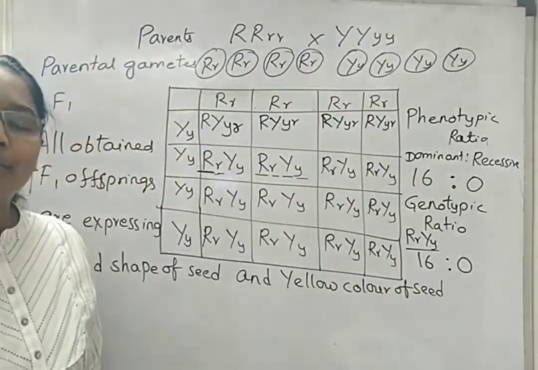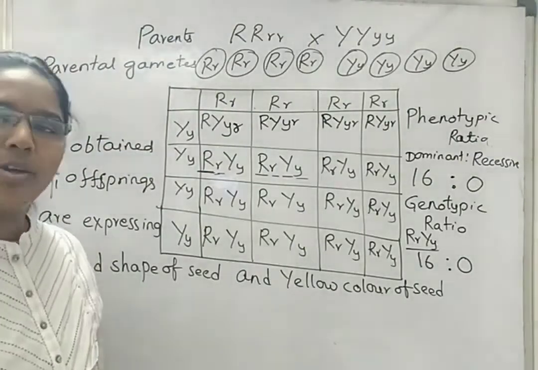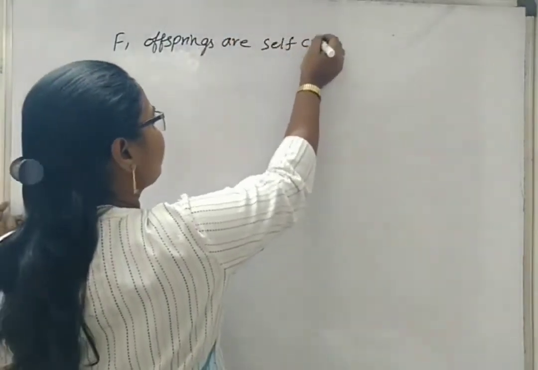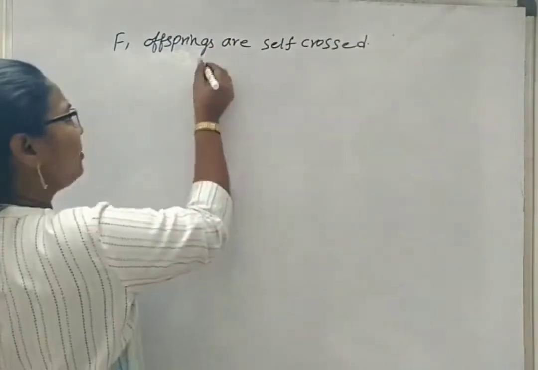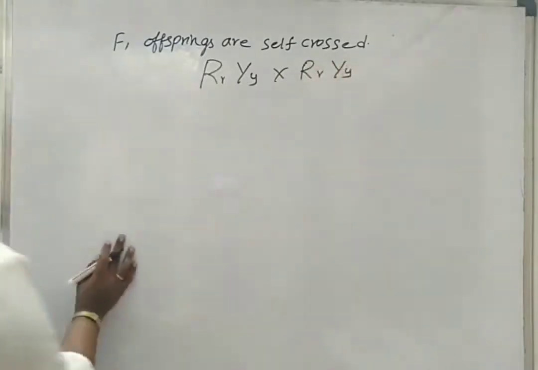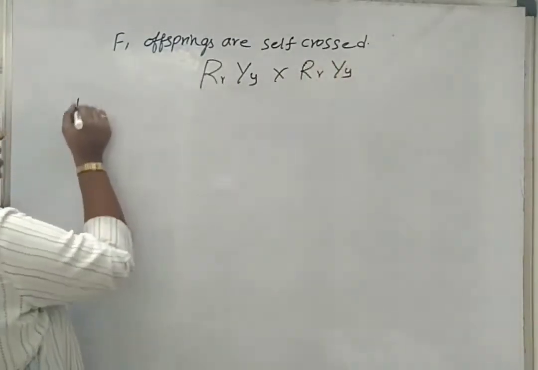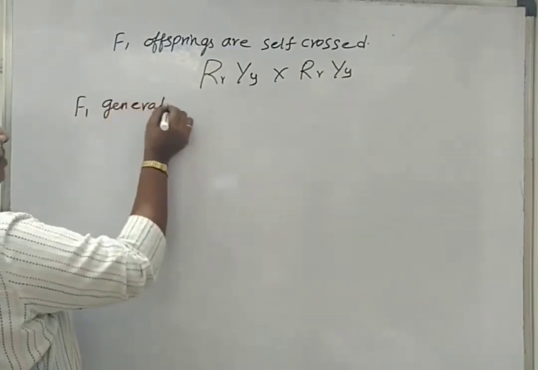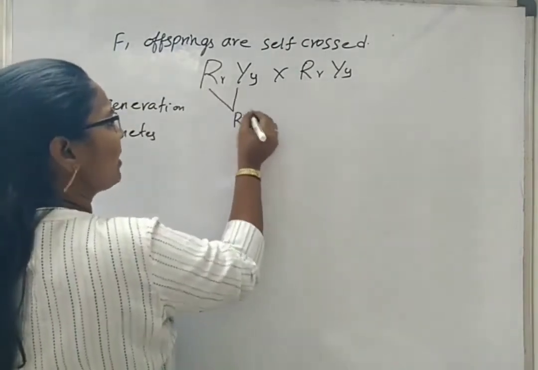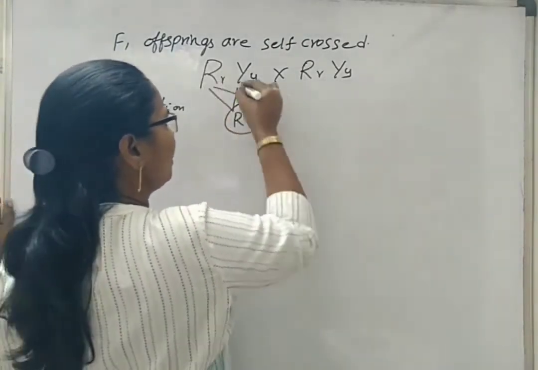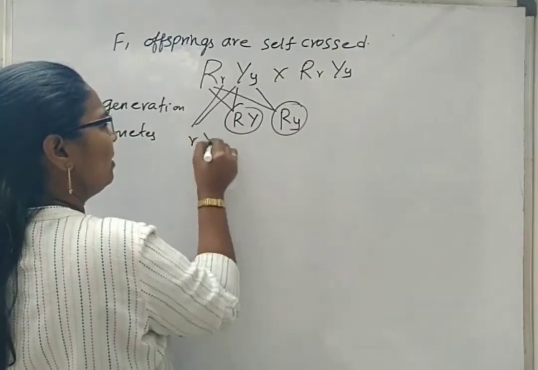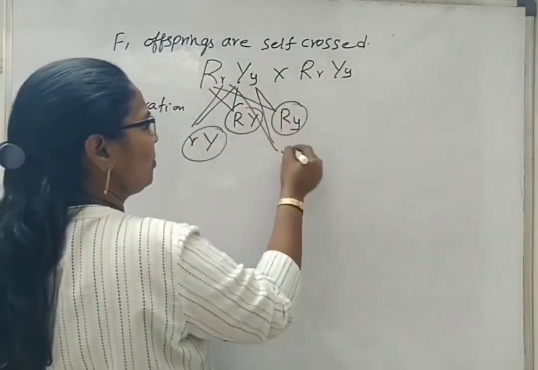We know that for obtaining the F2 generation, we have to self-cross all the F1 offspring. So that one we can write as, let's sort out the gametes from this. F1 generation gametes: capital R, capital Y in one gamete. Capital R, small y in another gamete. Small r, capital Y in one gamete. Small r, small y in another gamete.